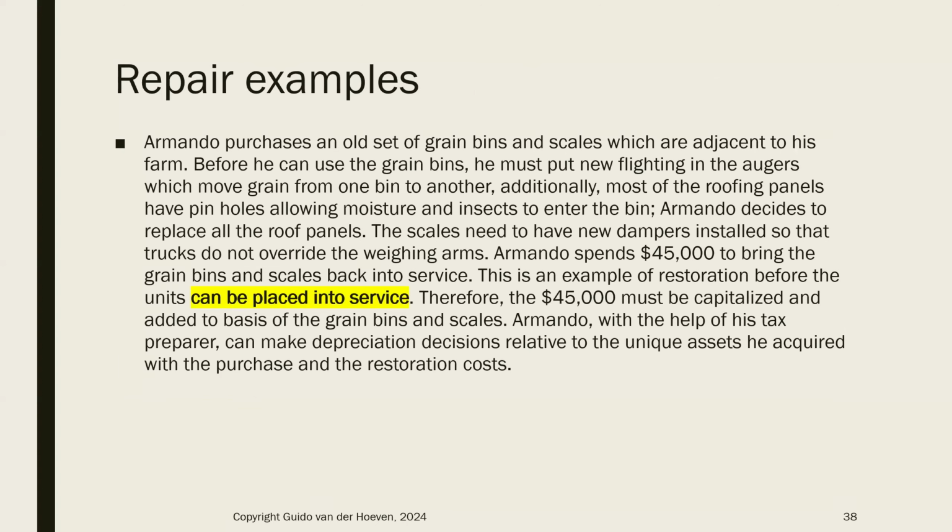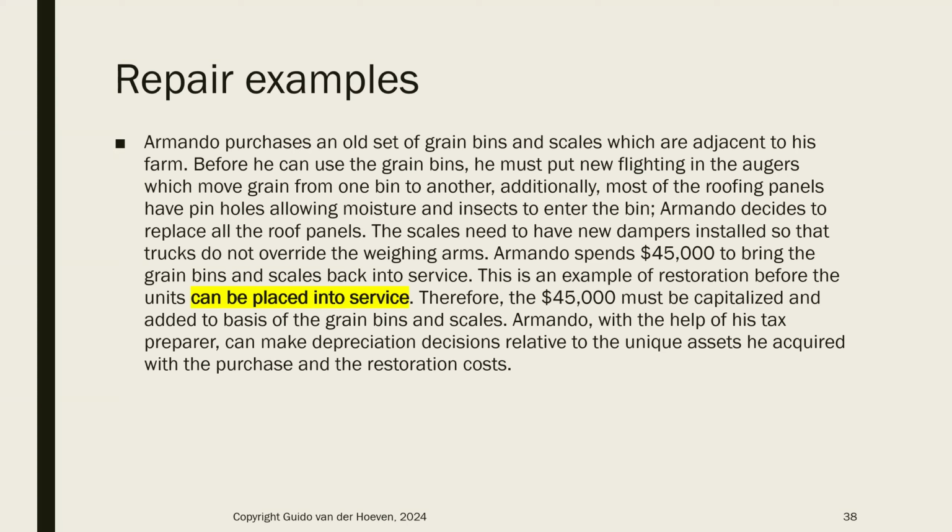Now, here we've got one, and I'm just illustrating this one. So Armando has bought an old set of grain bins and scales that are adjacent to his farm. But before he could use them, he has to replace all the roof panels, and the scales have to have new damper arms in there so that the trucks aren't going to override the weigh arms. And he ends up spending $45,000 on the grain bins and scales to get them back into service. This is an example of restoration. The assets are being restored to serviceable condition before they can be placed into service.